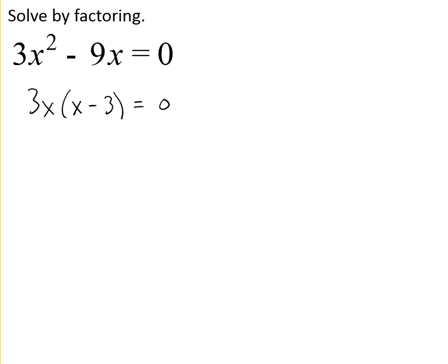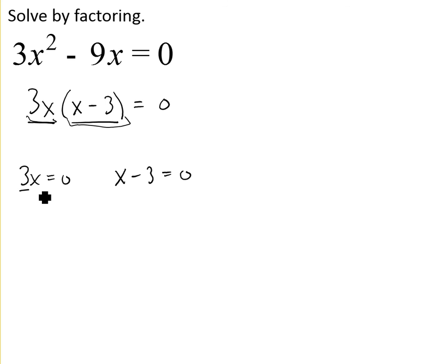Now we want to take each of our factors and set them equal to 0 separately and solve them. So we have a factor here, 3x, that we're going to set equal to 0. We also have a factor of x minus 3 that we're going to set equal to 0. And the reason for doing that is that at this point we have something times something equals 0. And the only way that can be true is if one of those two things is equal to 0. And that's why we're taking each of those two things separately and setting them equal to 0.